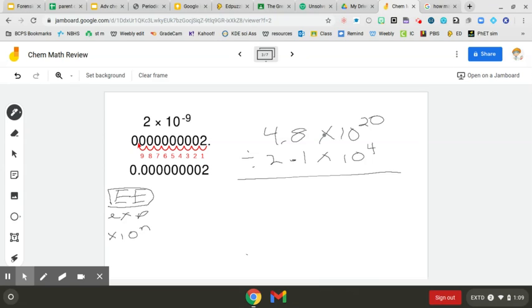So I do not type times or 10, right? I just type EE, and then I put the power in, 20. Then I hit divide, type 2.1, EE, and then the 4 for the power. And then it gives me an answer. Now, if you are doing this the hard way, you have to break it apart into 2 pieces.